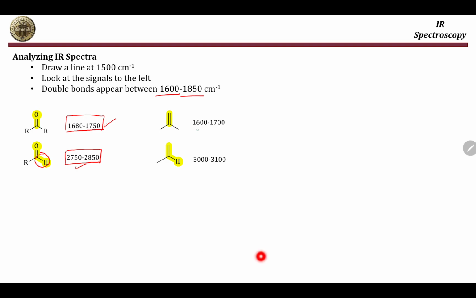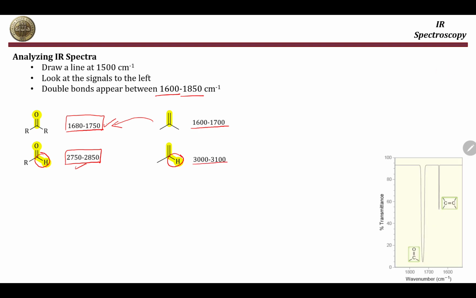Carbon-carbon double bonds appear between 1600 and 1700. So usually they are at a lower frequency than the carbonyl ones. And again, the CH bond, as we will see in the spectrum, appears between 3000 and 3100 cm⁻¹. So let's take a look at these spectra.